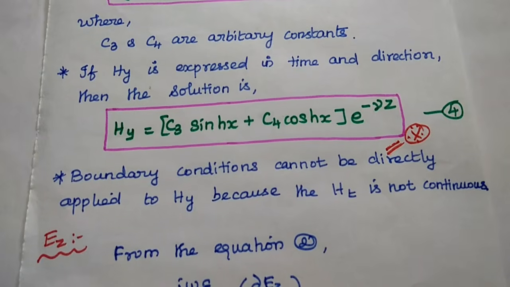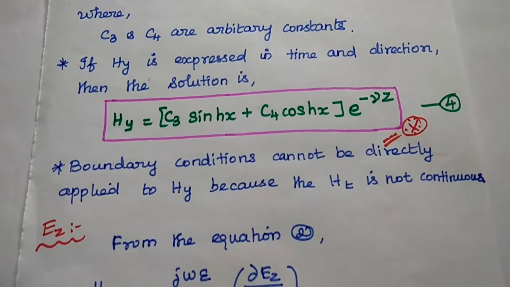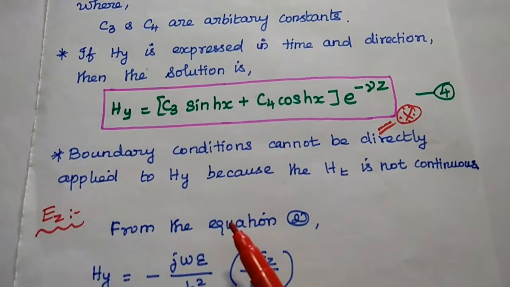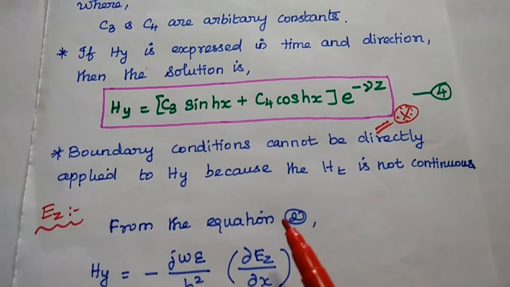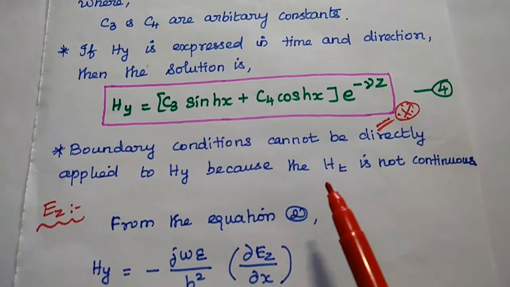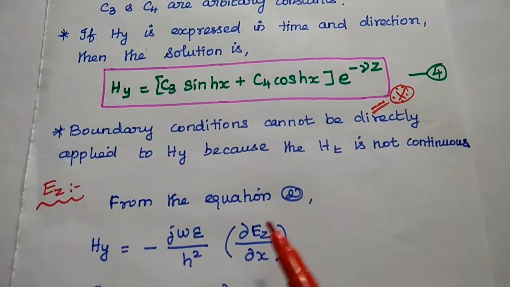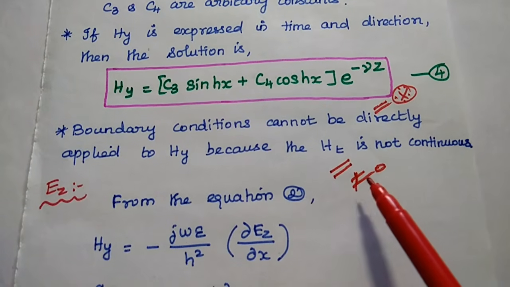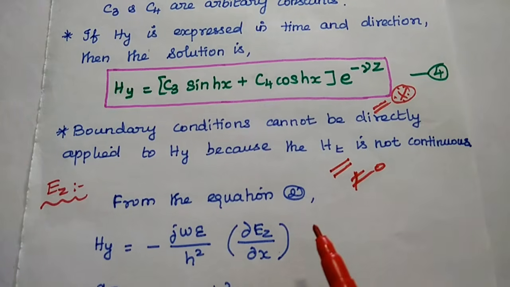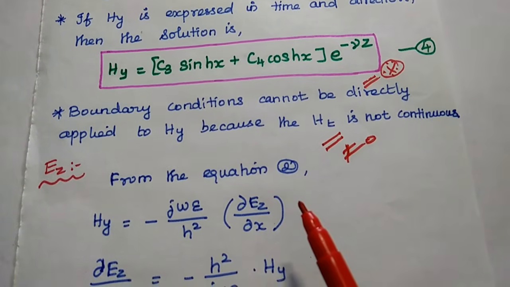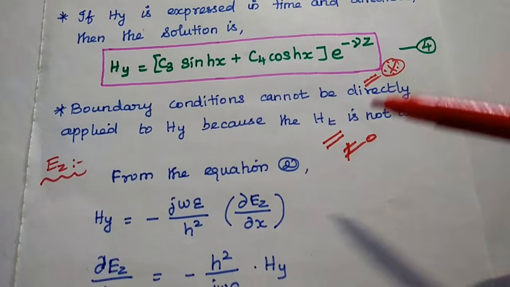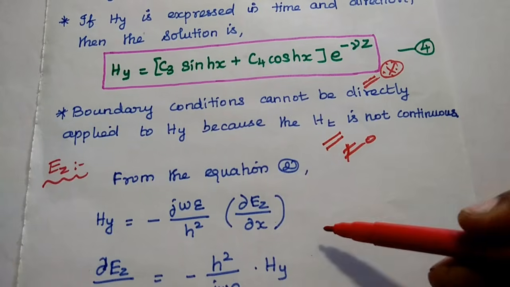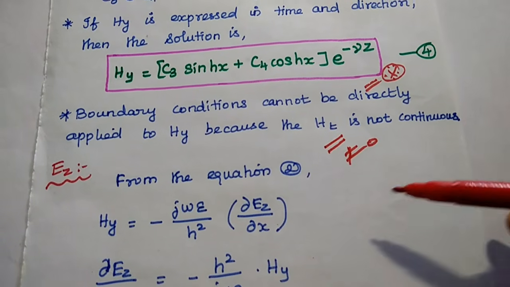Here we are not going to use the boundary conditions to find out the values of C3 and C4, because the tangential component of the magnetic field is not continuous. So we cannot apply boundary conditions for the magnetic field because this HT value is not equal to 0. That means it is not continuous, so boundary conditions cannot be applied. Okay. So for that we are going to find out the Ez value. Then we are going to apply the boundary conditions on the electric field and then find out the field components.